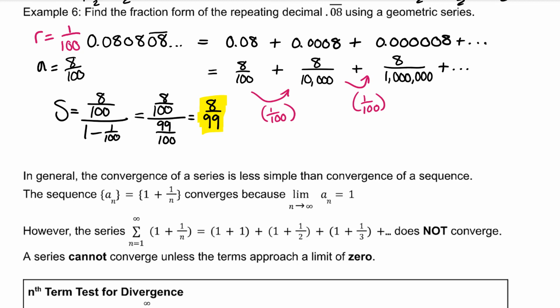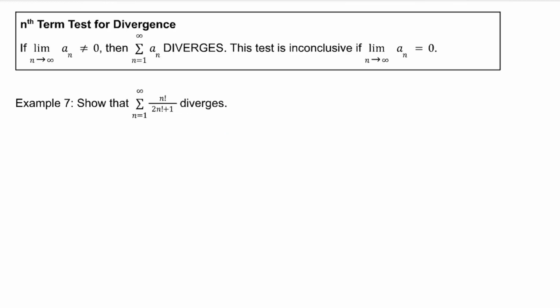In general, the convergence of a series is less simple than the convergence of a sequence. For example, the sequence a sub n equals 1 plus 1 over n converges because the limit as n approaches infinity of the sequence is 1. So this sequence converges to 1. However, the corresponding series, the sum of 1 over 1 plus n, does not converge. A series cannot converge unless the terms approach a limit of 0. That makes for a very useful series test, only for divergence, but extremely useful.